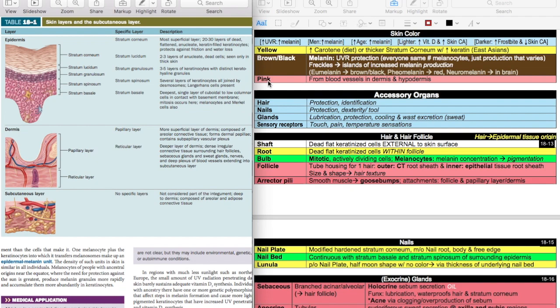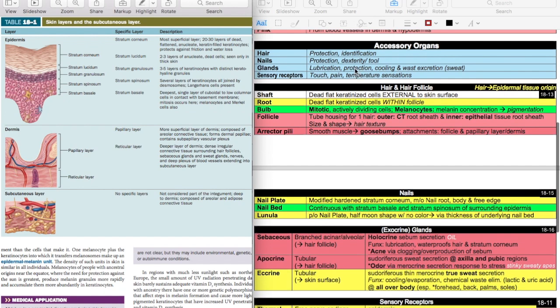Wrapping up colors, why are you pink? That's just blood. Especially if you're fair-skinned, or especially if you're out running on a hot day, or if you blush even, your blood vessels dilate in response to excessive heat all over the place to radiate that heat out of the blood and cool the blood. So pink skin is just from blood vessels in the dermis and hypodermis. No blood vessels in the epidermis.